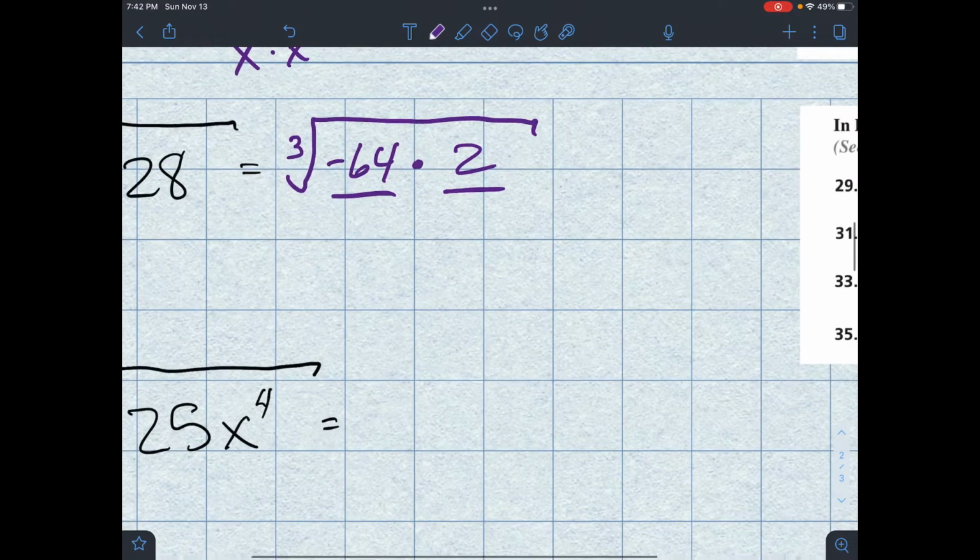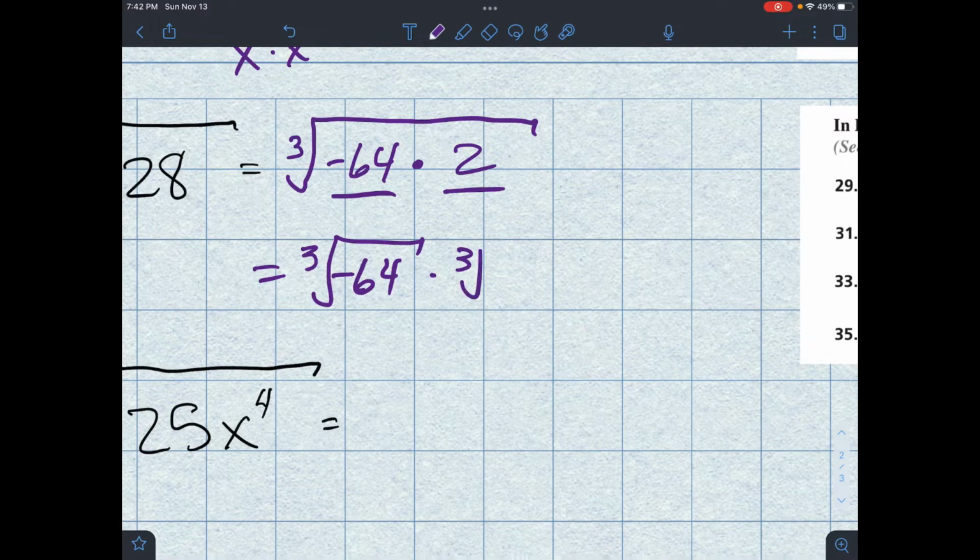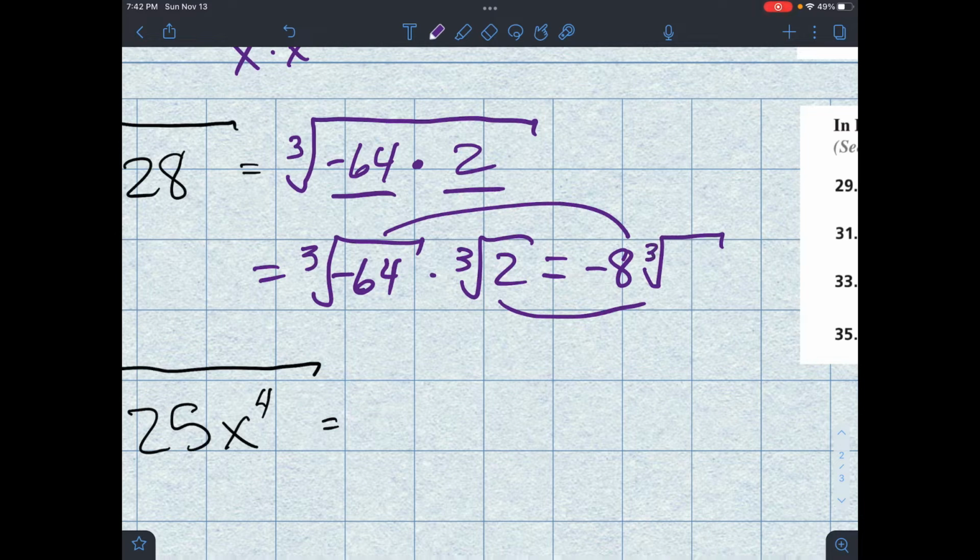Now again, we look at my list and I see that I can break this into two parts: the cube root of negative 64 and the cube root of 2. This first part, if it were just 64, it'd be 8. But because it's negative 64, my answer is negative 8. And then we don't need to put the times sign. I can just put the cube root. Now I've got to make sure this 3 is small, higher up, next to my radical, and then put the 2 inside there. All right, so there is my answer in simplified form.